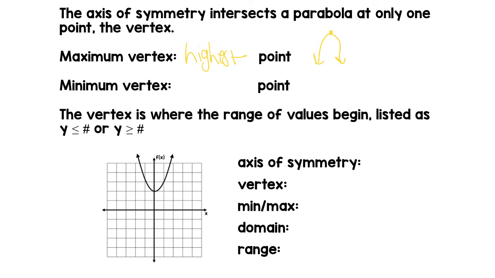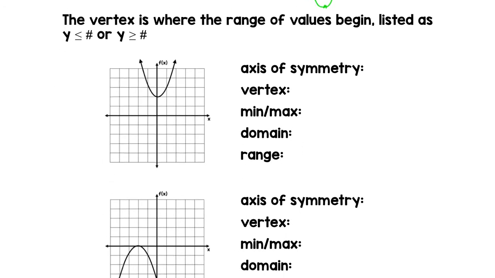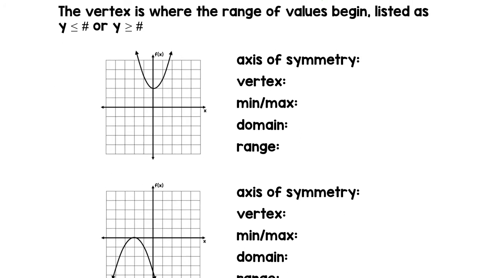A minimum vertex would be the lowest point, and that's in an upward facing parabola. So the vertex would be right there at the bottom. The vertex is where the range of values begin, listed as y is less than or equal to a number or y is greater than or equal to a number. So when we write our domain and range, it always has to do with the vertex.